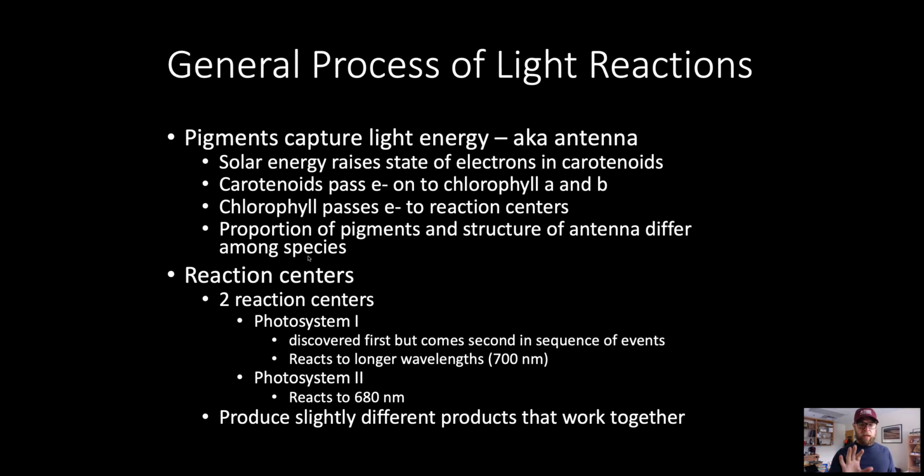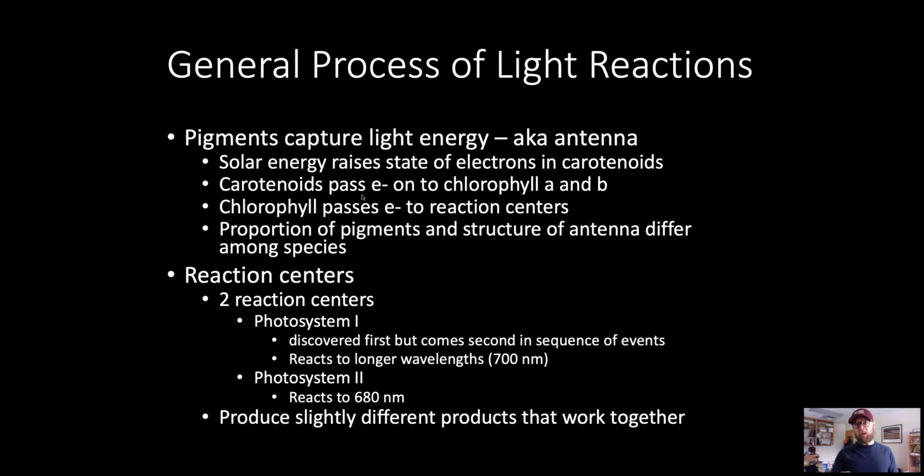Okay, so here I've got kind of a text version of what I just described, and there's some details in here we'll just talk about briefly. So the pigments are that first step in the light energy reactions where the light is putting those electrons into a higher electron state. Then it's handing those electrons off to other types of pigments or molecules that help that energy become more stable. The first set of pigments is referred to as carotenoids, and then the carotenoids pass the electrons off to chlorophyll A and B, and then the chlorophyll passes it to the reaction center.